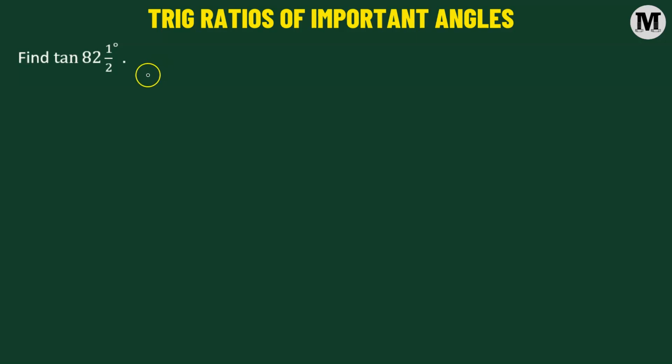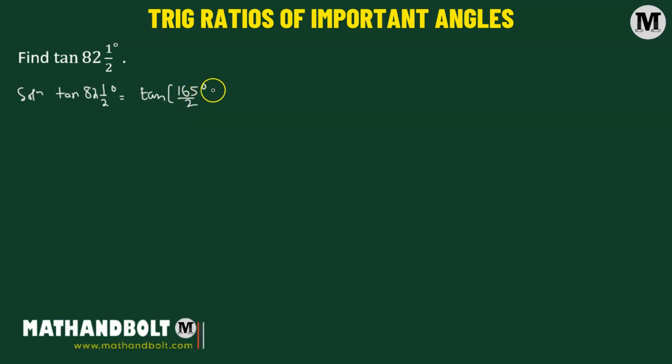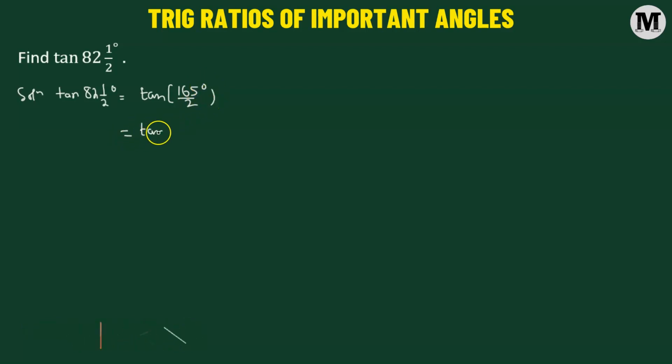We need to obtain the value of tangent of 82.5 degrees. Let us begin. So tangent of 82.5 degrees, we're going to rewrite it as tangent of 165 over 2 degrees. And 165 over 2 degrees can also be expressed as 90 degrees minus 15 over 2 degrees. Now, tangent of 90 degrees minus some angle theta, which is 15 over 2, gives us simply cotangent of 15 over 2 degrees. So here we have used the fact that tangent of 90 degrees minus theta corresponds to cotangent of theta.